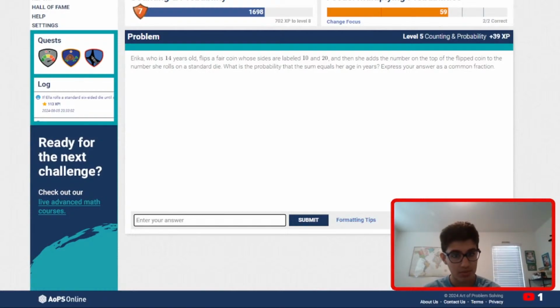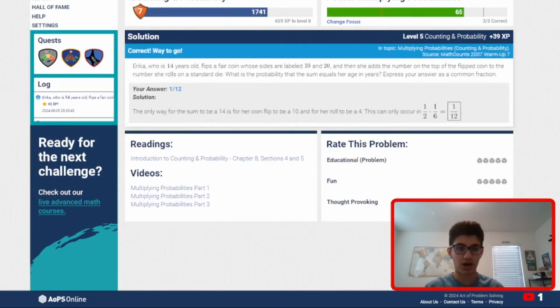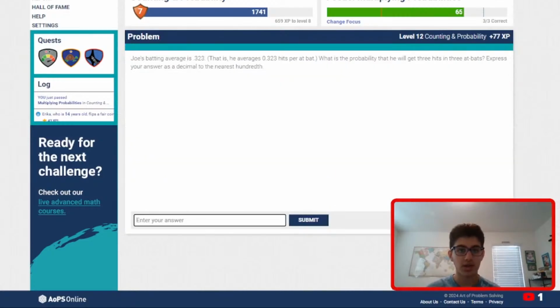Erica, who's 14 years old, flips a fair coin whose sides are labeled 10 to 20, and then she adds the number on top of the flipped coin to the number she rolls on a standard die. Standard die means six-sided die, right? So there's a half chance, because the halfway, you have to get a 10, basically that's already a half chance. Then you have to get a 4, which is a 1/6. So it's 1/12.